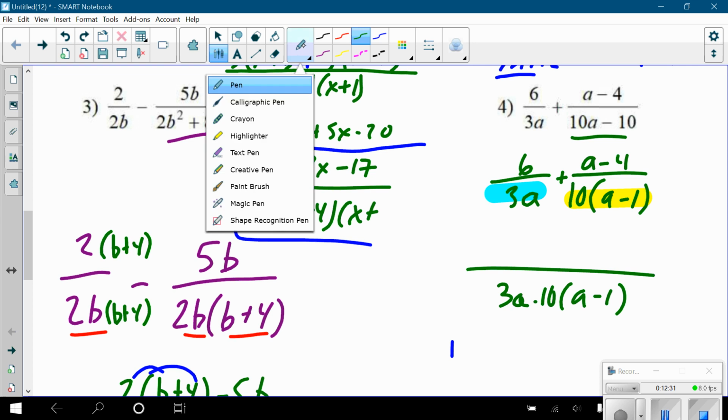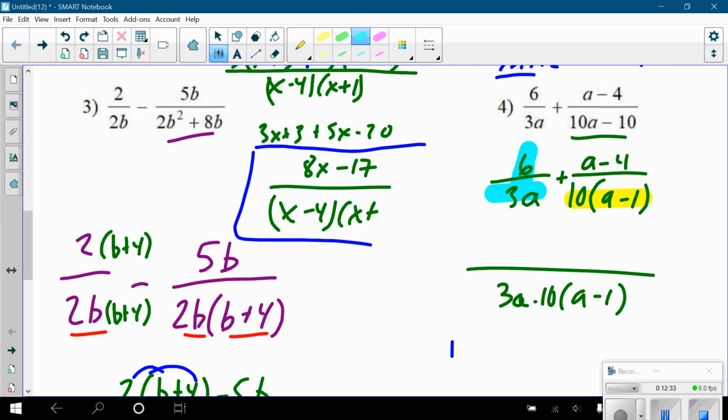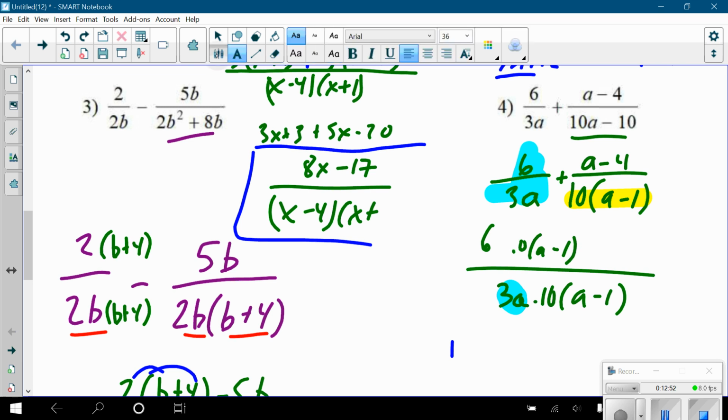I'm going to look at that blue fraction, and I'm going to say, what did I multiply the denominator by? Well, I multiplied that 3a by 10 and a minus 1, excuse me. So I'm going to multiply that numerator by 10 and by a minus 1. I don't really need that parenthesis there. It's kind of silly. Okay.